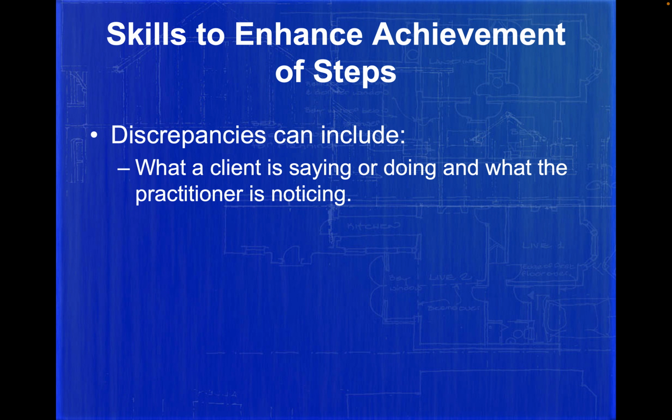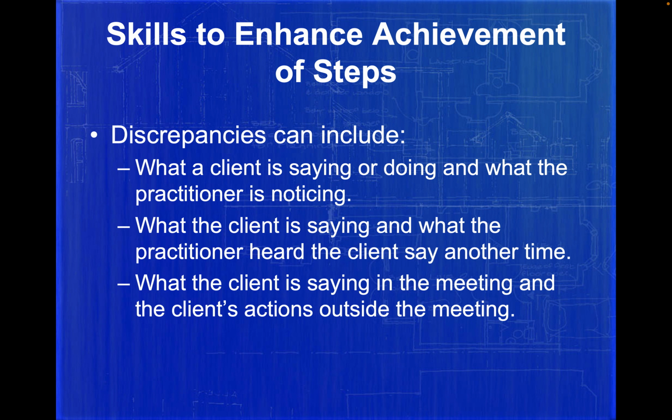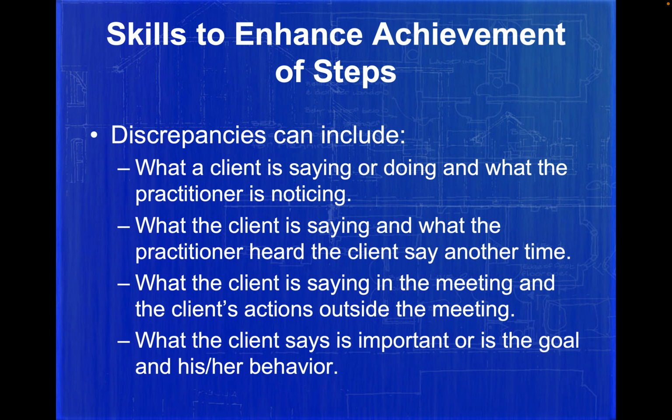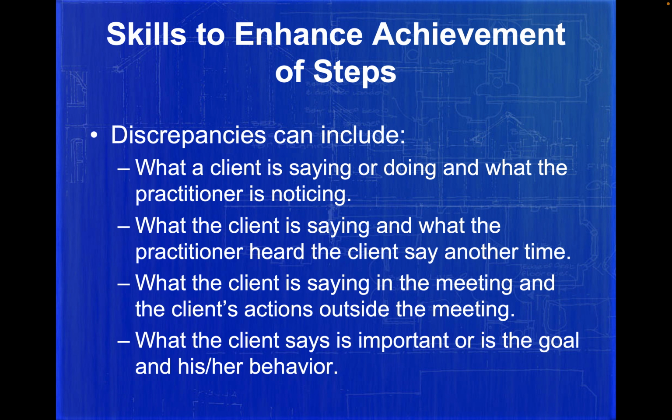Discrepancies can include what a client is saying or doing and what the practitioner is noticing, what the client is saying and what the practitioner heard the client say another time, what the client is saying in the meeting and the client's actions outside the meeting, what the client says is important or is the goal and his or her behavior. One of the things about discrepancies, there's a lot of passive-aggressive behavior. What happens with passive-aggressive behavior is that the individual will agree with what you say and then they'll do something totally different. And that's being passive-aggressive.